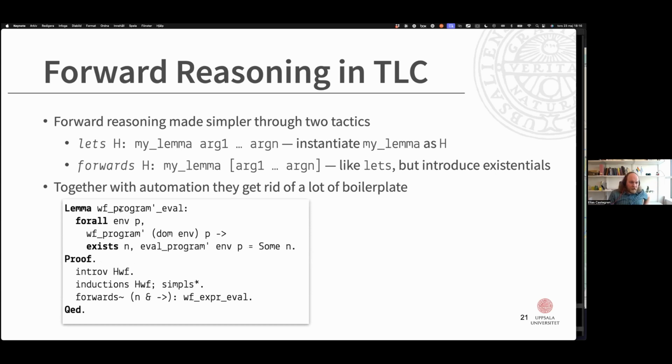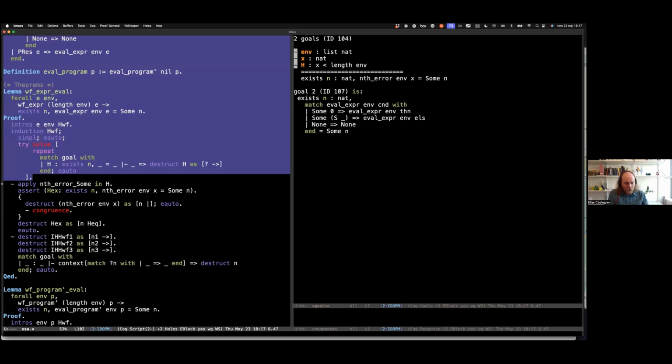So for example, here is a well-formed program eval, and all I do is I do induction HWF, semicolon, then simples and star, and that apparently solved something. And then I do forwards and some deconstruction, and this is the lemma that I'm instantiating. So I thought that I'd show you, before we take a short break, how this might work in practice.